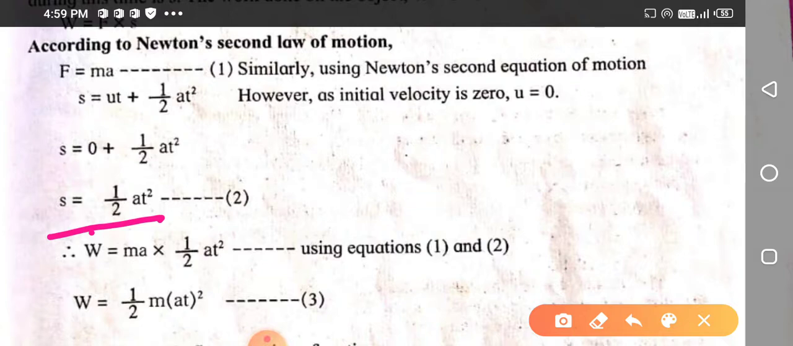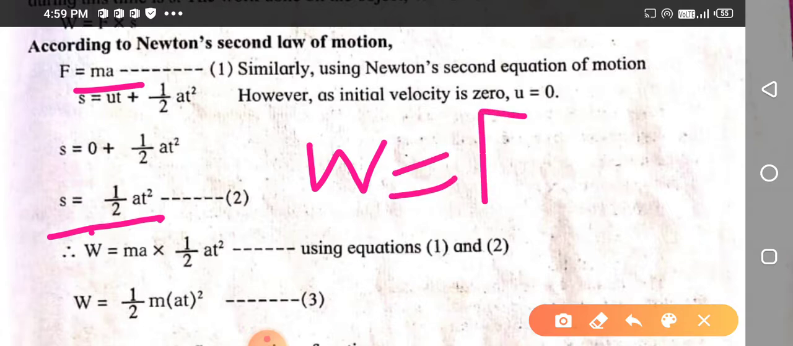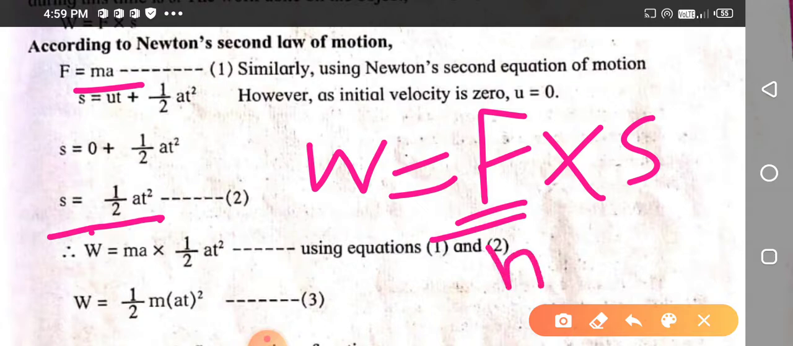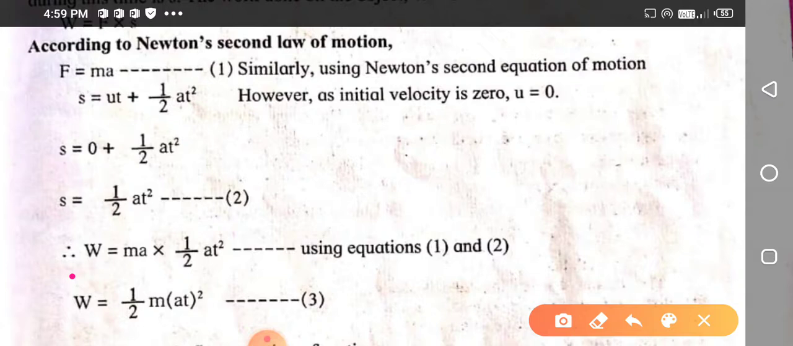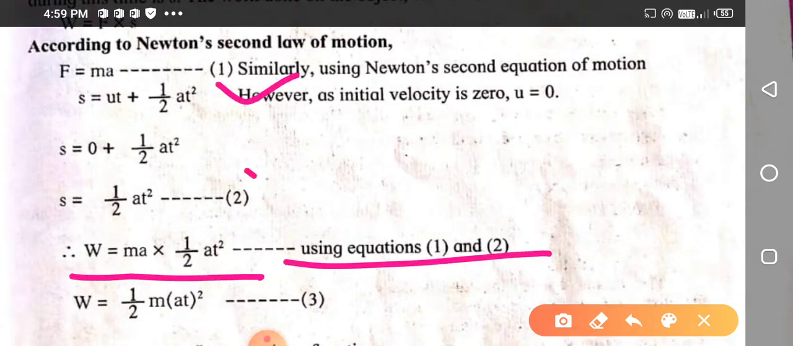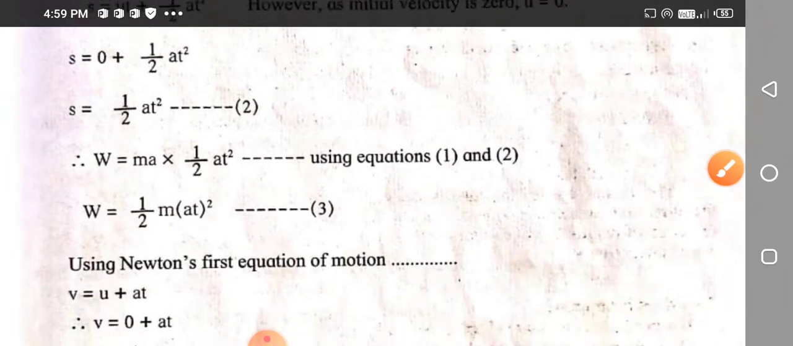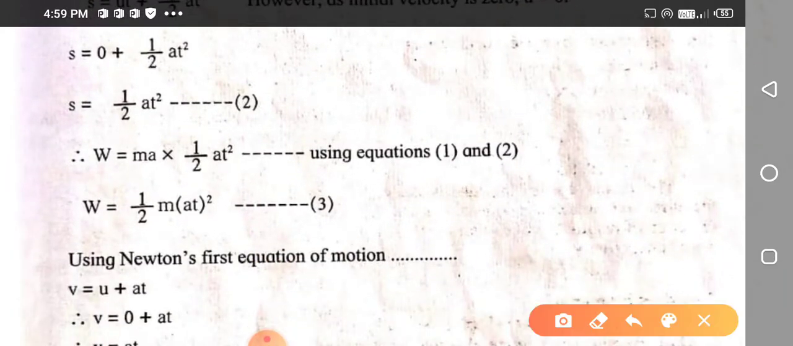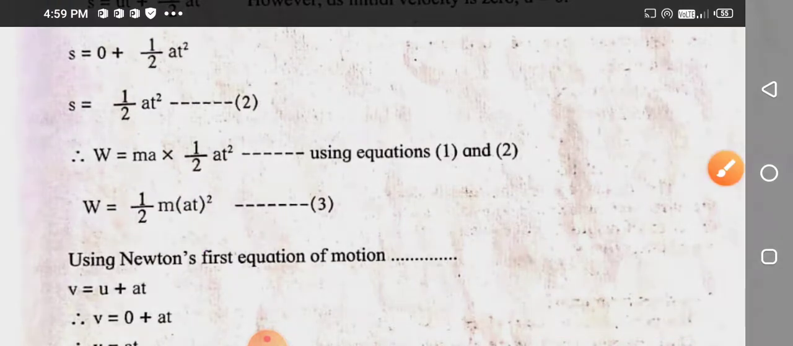Now putting the value F is equal to ma and s is equal to half at square in the equation W is equal to F into s, the equation becomes W is equal to ma into half at square, using equations 1 and 2. Now students, W is equal to half m a square t square. So we are writing here (at) whole square.